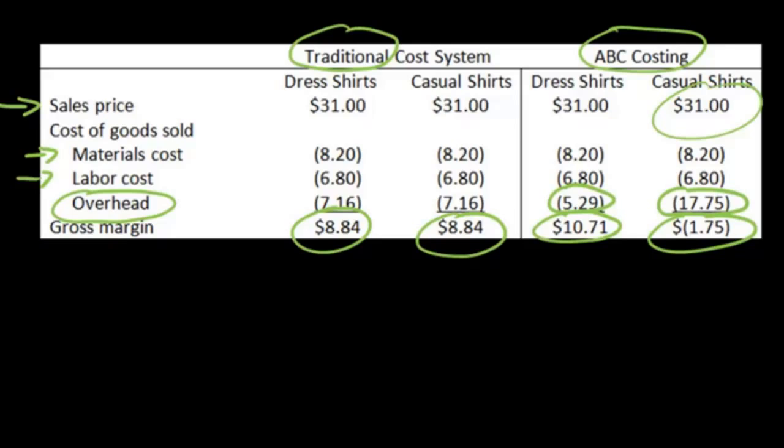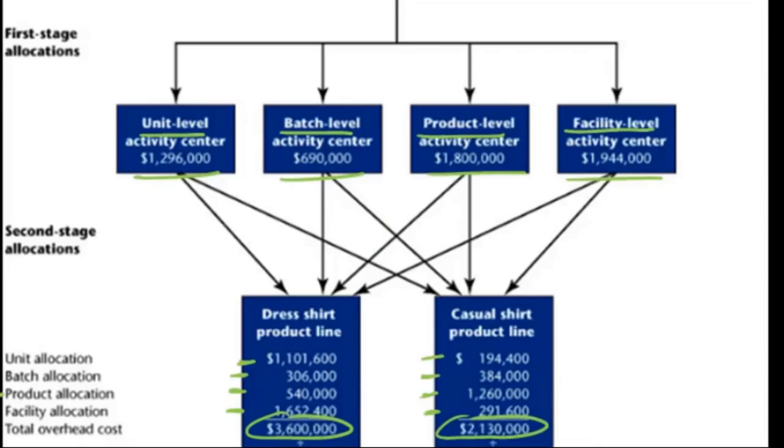So let's say we cannot increase the price, we just believe that if we increase the price, we're not going to be able to sell these casual shirts. If we cannot increase the price, we're going to have to reduce the cost. Now we can use our activity-based cost system to figure out how we could reduce the cost. If we analyze this, you can see that our overhead costs are really driven by the batch and product level. That's where our costs are higher for the casual shirts. Notice that for the casual shirts, we have a high batch level cost and high product level cost.